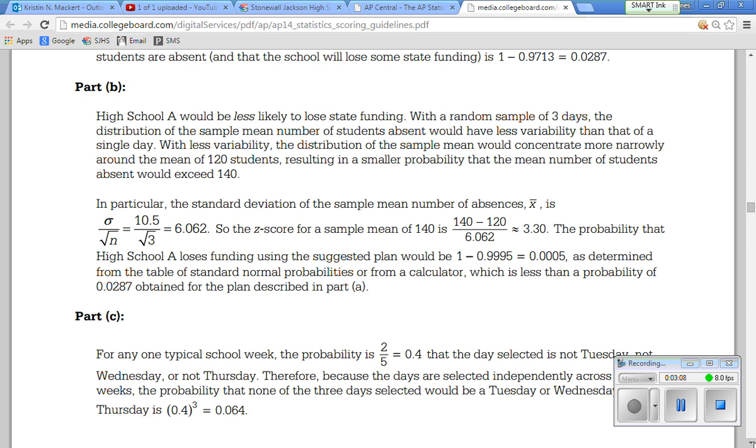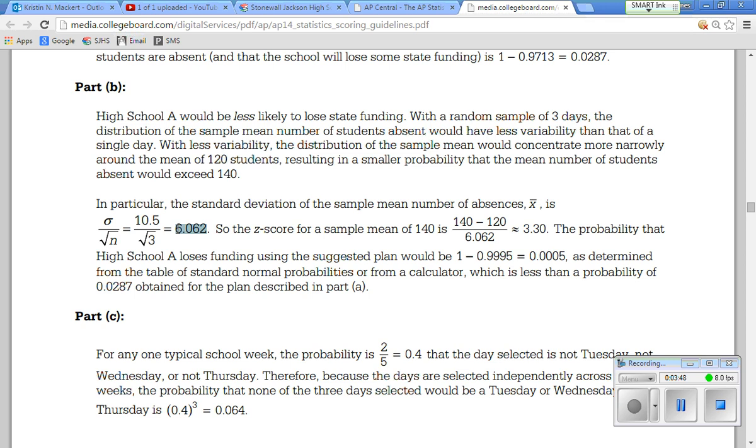With a random sample of 3 days, the distribution of the sample mean would have less variability than that of a single day. I'm not sure if they're going to ask you to say those exact words, but if you're looking at a period of time, when you only take one little teeny sample, that's going to be highly variable as opposed to looking at a larger picture. With less variability, your standard deviation changes, doesn't it? 10.5 divided by the square root of 3, so we now have a new standard deviation here. Do you agree? It's the standard deviation of the sample means, right?